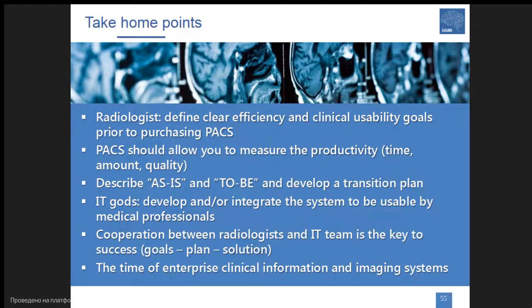There should be clear description of as is. So what is the current state? What is the state that we need to achieve, the state of the system to be, and development of a transition plan, keeping in mind the aims and the value of the radiology. IT guys, very important, and we rely completely on them to develop and to integrate the system to be usable by medical professionals. The cooperation between the radiologist and the IT team is the key to success, and please remember about goals, plan, and solution.